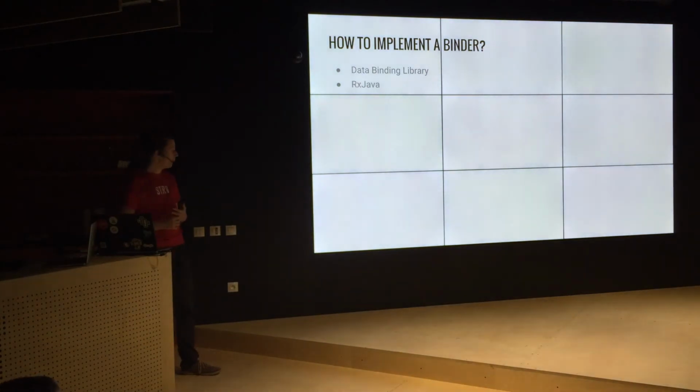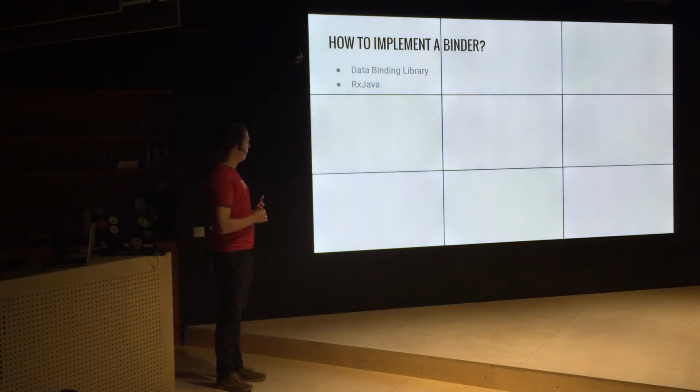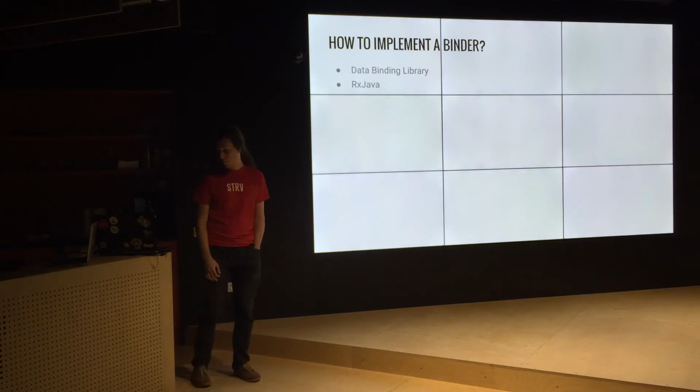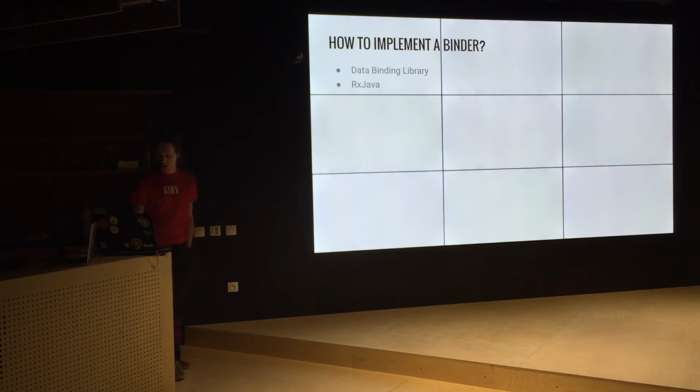So how to implement a binder? There are basically 2 approaches to implement a binder. It's the data binding library from Google, and it's RxJava. I like both approaches, but I personally prefer data binding because I think it's probably easier to use and it has a nice API, so it's very well compatible with MVVM.